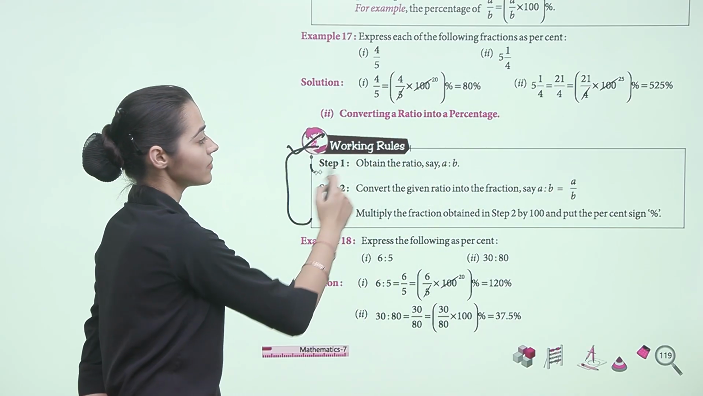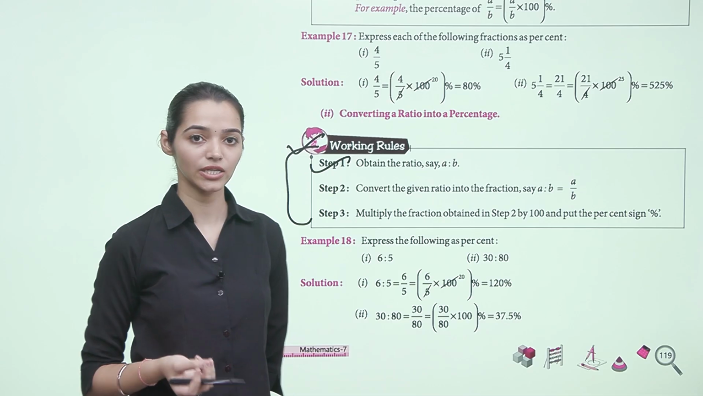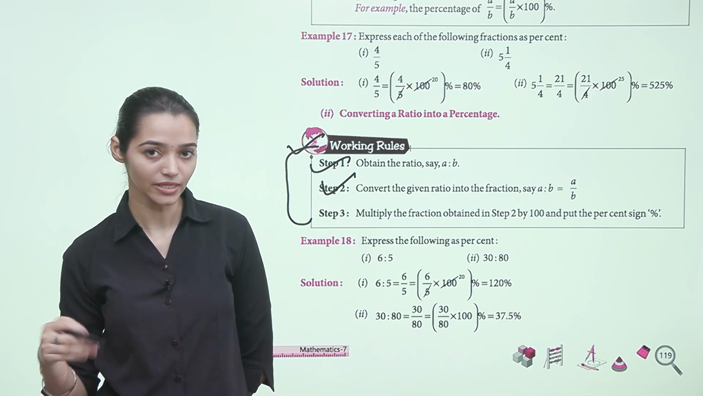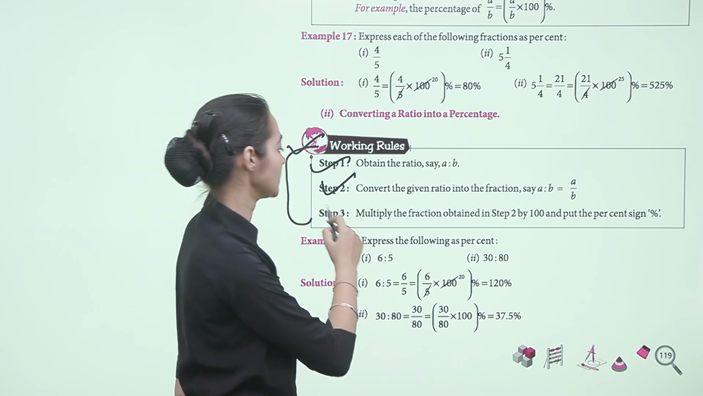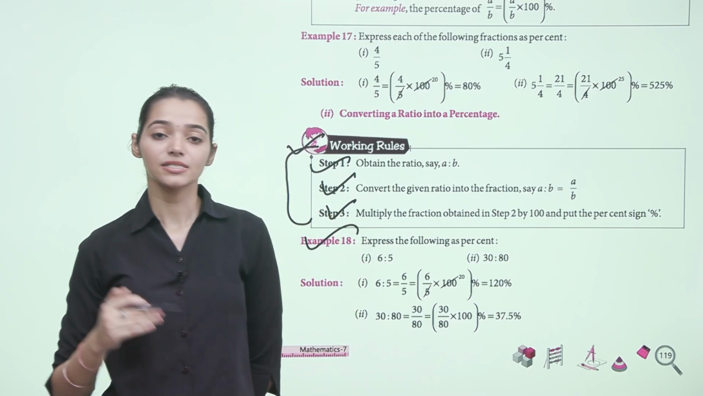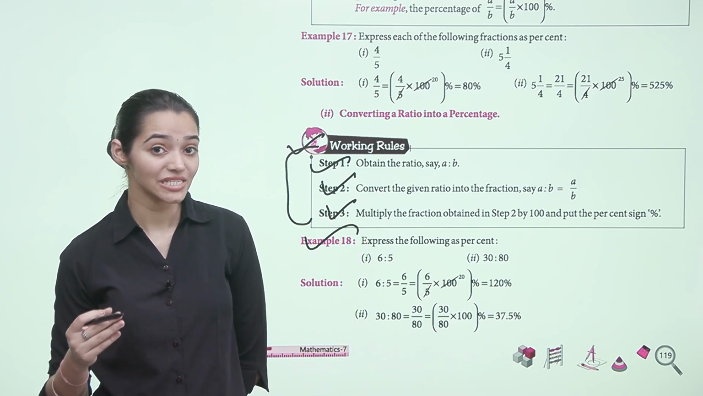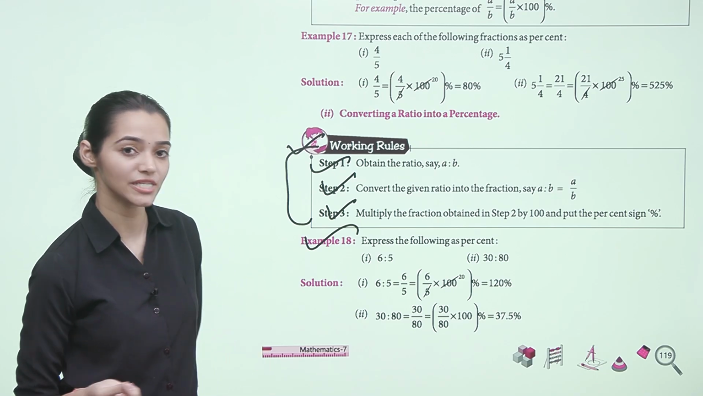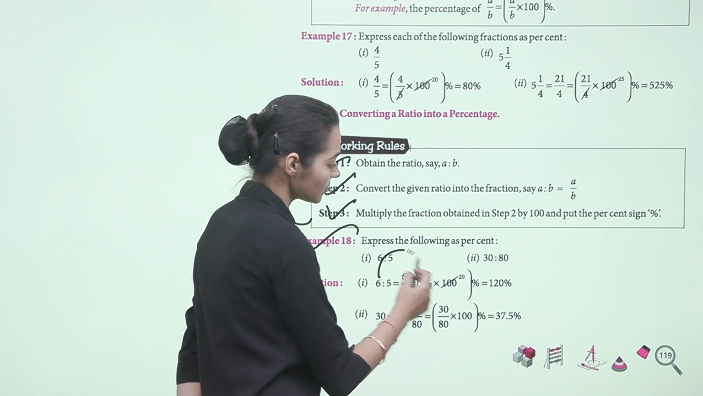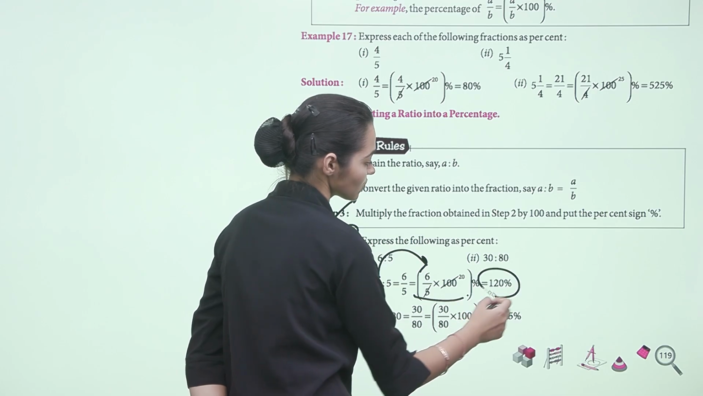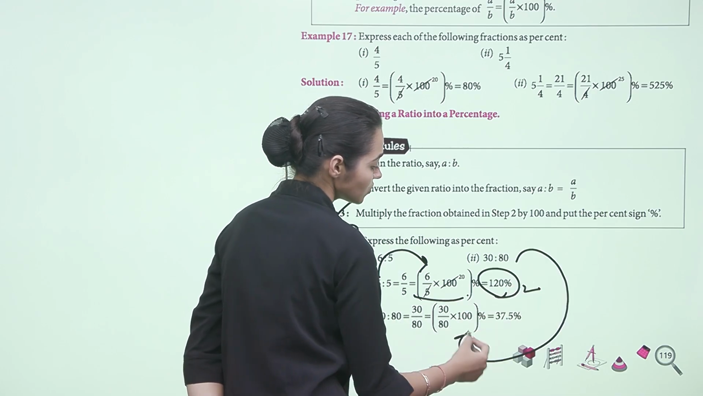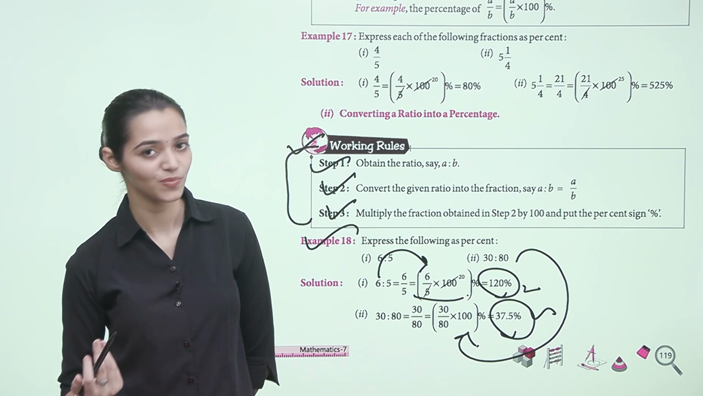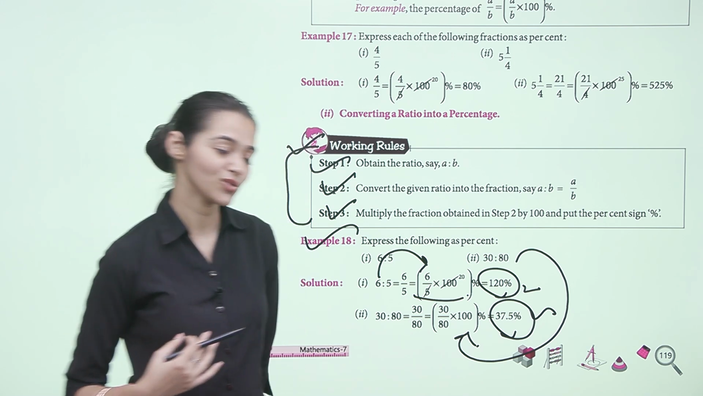Next is how we can convert a ratio to a percentage. Here are the working rules. Step 1 says that we obtain the ratio, say a ratio b. In step 2, we convert the given ratio to the fraction a by b, and multiply it by 100 using the percentage symbol. Let's understand it better with example number 18, where we have to express the ratios in percentage form. So 6 ratio 5 can be written as 6 by 5 into 100, and that is 120%. 30 by 80 into 100% is 337.5% in our percentage unit.